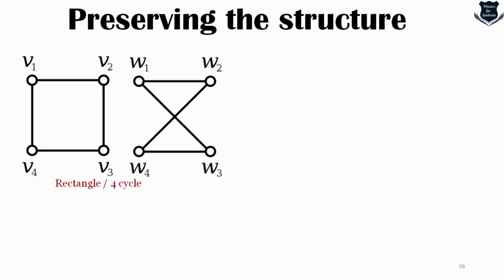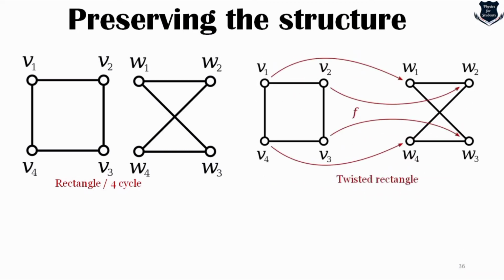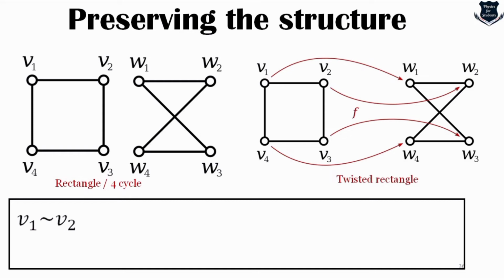Okay, so what do we mean by preserving the structure? The left hand side figure is a 4-cycle rectangle. And the right hand side figure is a kind of twisted rectangle, right? In the sense of connectedness, both graphs are structurally the same. But how do we say this in terms of mathematics? We begin by introducing a notation of connectedness. We can call it isomorphic, similar, whatever, it doesn't matter, but the basic concept is important.